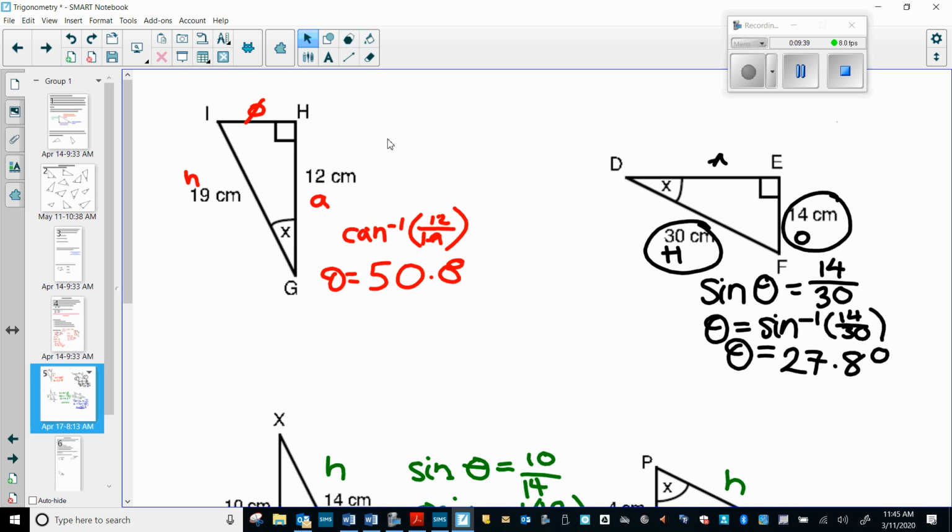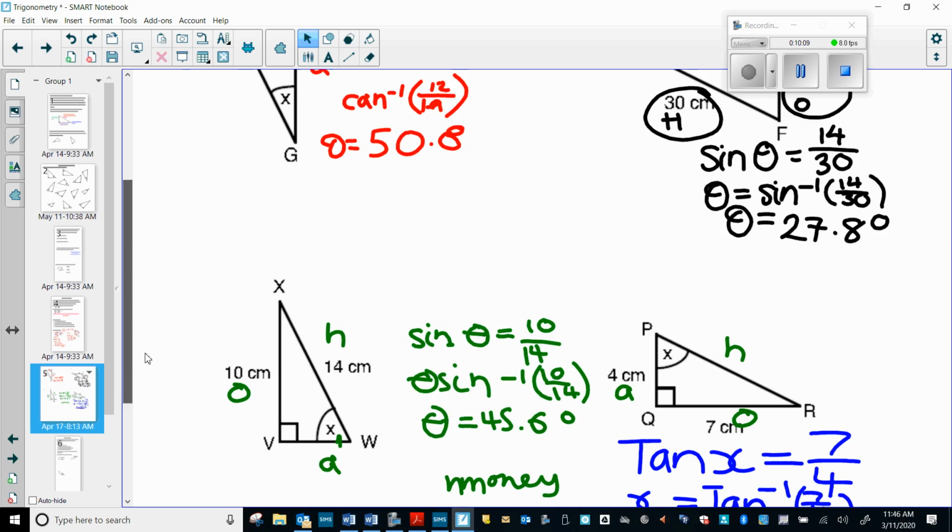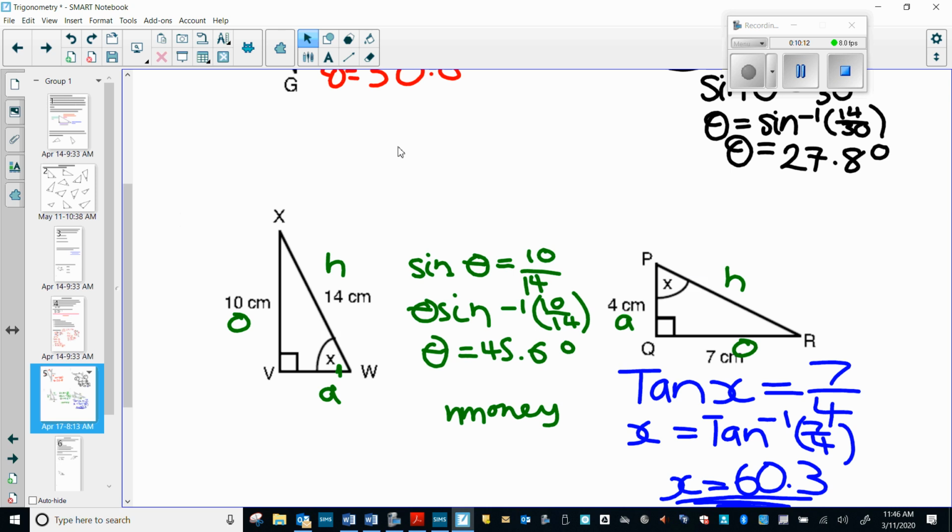Right, so we all seem comfortable doing this, yes? Now, this is just something for you to look out for. If any of them are cos or sine, then this fraction has to be less than 1. So the 12 has to be smaller than the 19. The 14 has to be smaller than the 30. And the 10 has to be smaller than the 14. So that's for sine and cos. Why? Because the maximum value of sine and cos is 1.